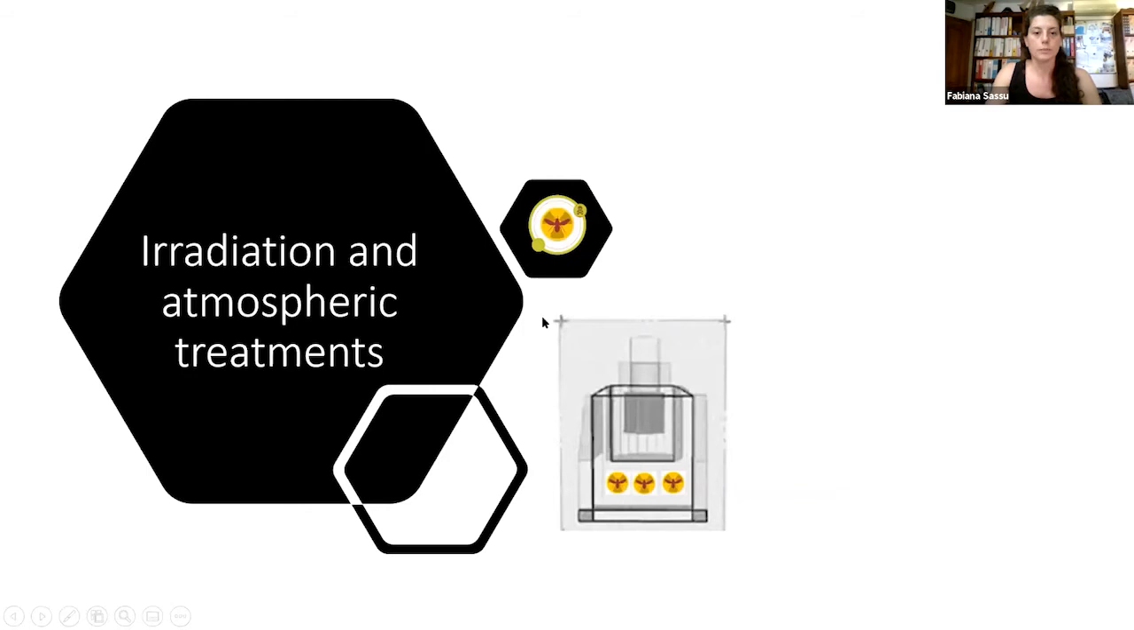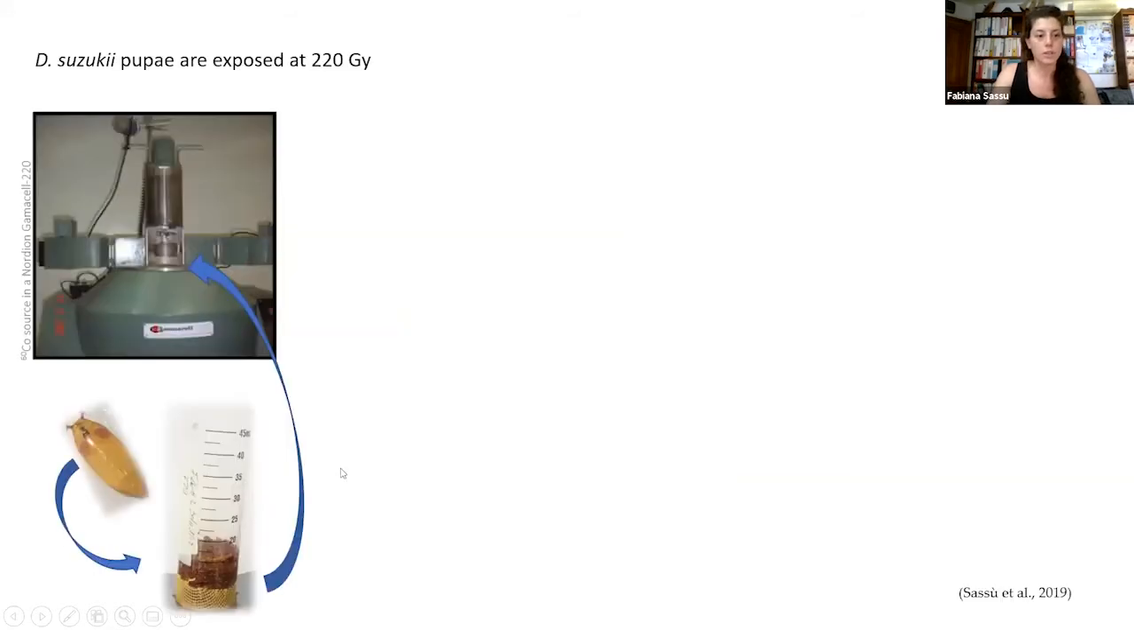But first of all, we have to apply the irradiation protocol and atmospheric treatments. For Drosophila suzukii, it has already been published that the dose to sterilize adults is to expose the pupae to a dose of gamma ray of 220 gray. But during this process, usually the ionizing radiation can damage the organism's cells because of the free radicals, which are generated during the radiation by the oxygen present in the atmosphere.